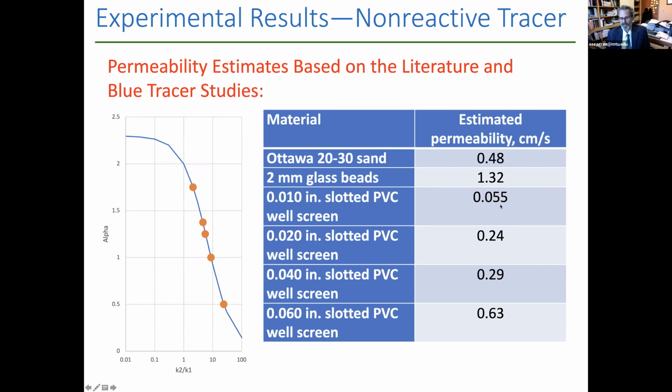And you see the dramatic effect of this slot size, from 0.055 centimeters per second permeability for the 0.010 slotted screen, up to 0.63 centimeters per second for the 0.06 inch slotted screen. So we felt like this seemed to make sense and be consistent with the borehole dilution theory. And so we used these data to make predictions about what was going to happen in the other systems we looked at.